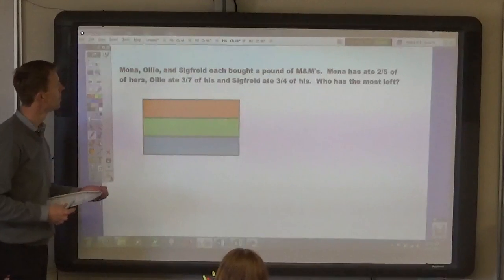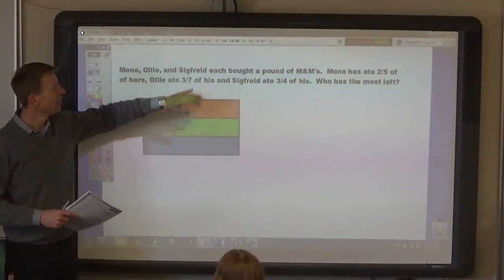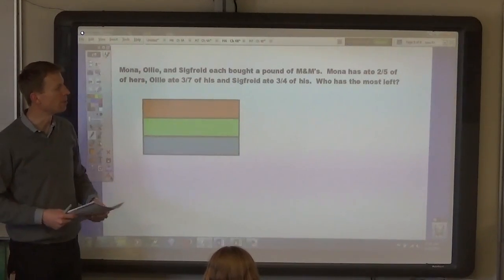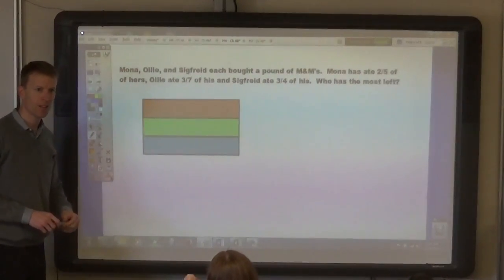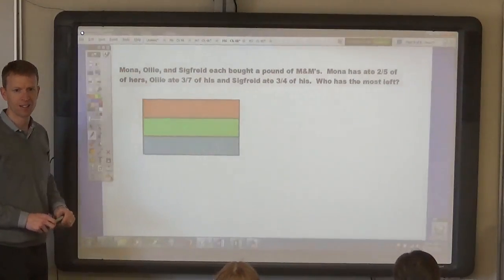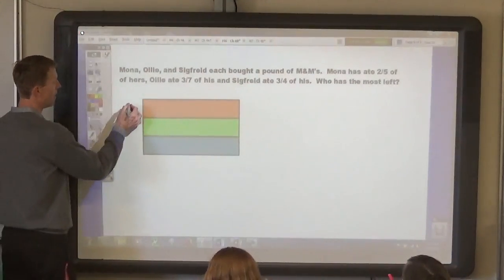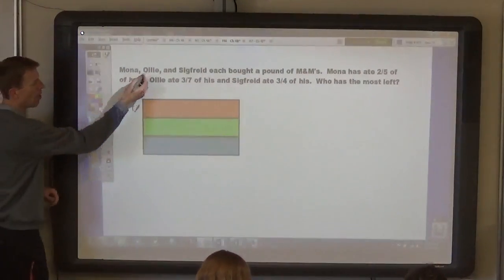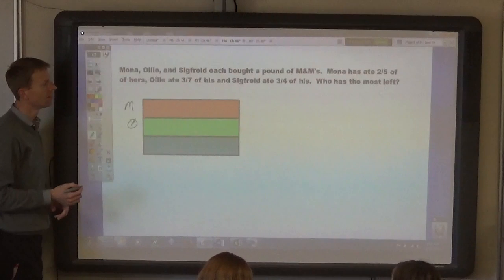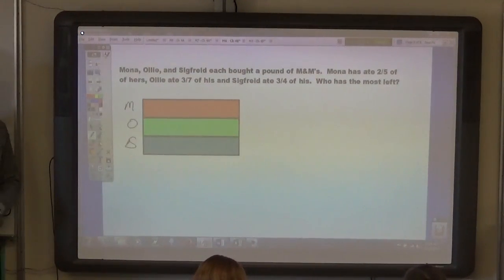Okay? It says Mona, Ollie, and Siegfried each bought a pound of M&Ms. Now I drew 3 boxes this time, 3 different colors. Why? One of them represents Mona's M&Ms. One of them represents Ollie's M&Ms. And one of them represents Siegfried's M&Ms. Okay? Draw this out.